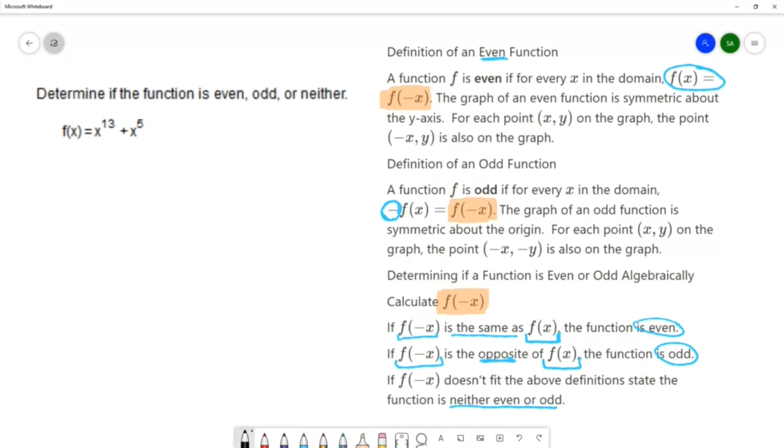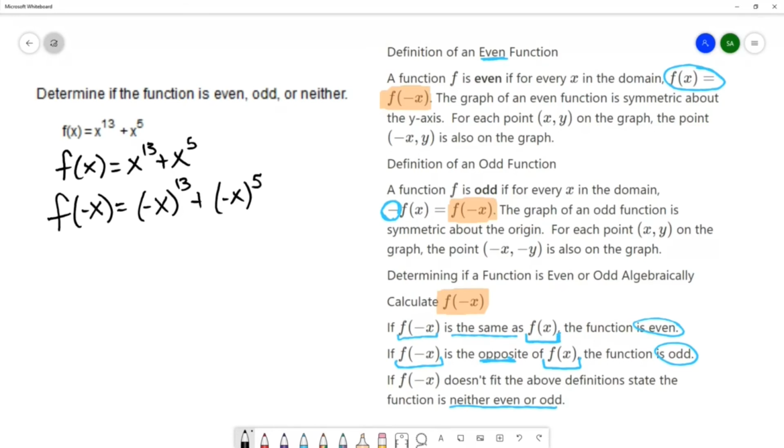So we're going to start with our function, f of x equals x to the 13th plus x to the 5th, and we're going to calculate f of negative x. That's negative x to the 13th plus negative x to the 5th. And if you have an odd number of negatives, that means you're going to have a negative number. So this is going to be negative x to the 13th. And once again, we have an odd number of negatives, and that is negative x to the 5th.